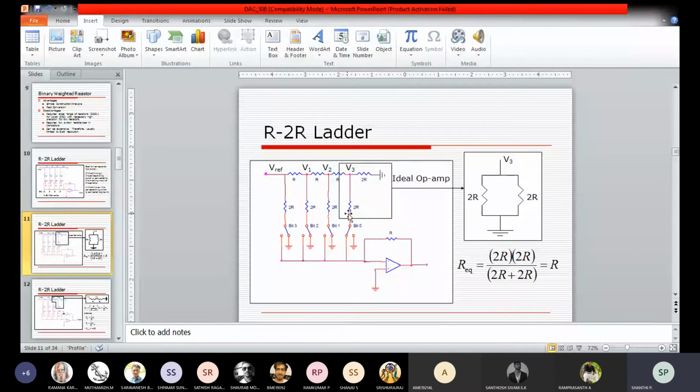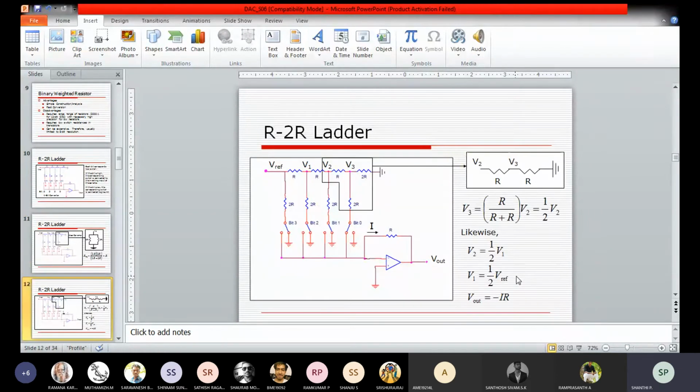Depending upon the feedback terminal, we get the output. Here the two 2R resistors will be connected in parallel, so it depends upon 2R and 2R. For the parallel resistance we have R1 R2 divided by R1 plus R2, and we have to calculate it. Next, we have to change the switch values, otherwise as in binary weighted resistors.